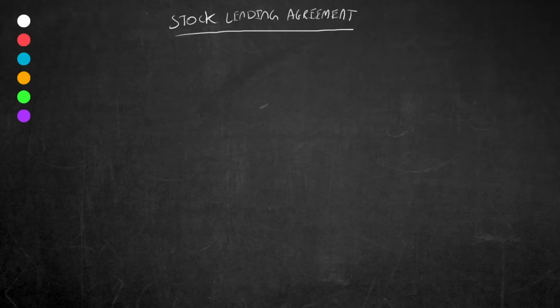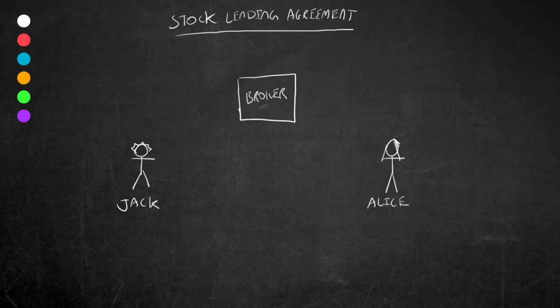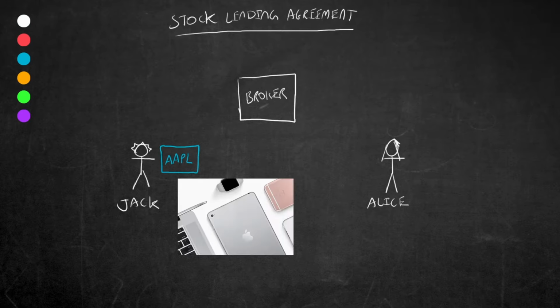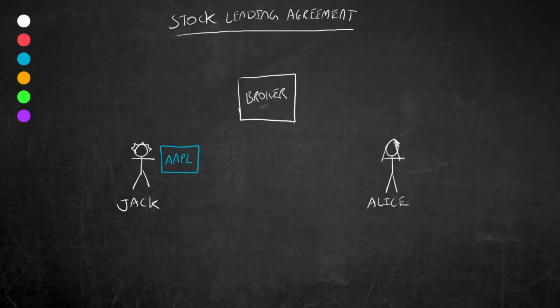Imagine three parties, Jack, Alice, and a broker that connects the two. Jack owns one share of Apple stock worth $300. That's the market price at the moment. Now, Alice over here believes that Apple is going to drop in value next month. And she goes to the broker and says, look, I want to borrow one share of Apple stock and I will return you your share in 1 month. On the other side of the broker, Jack says, sure, I'm willing to lend my share of Apple stock in return for a fee plus interest.